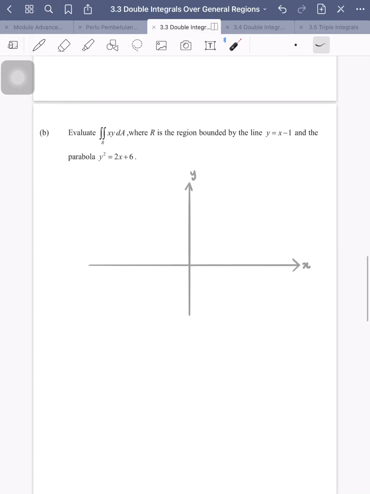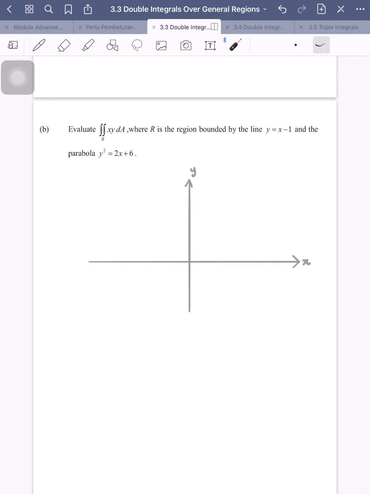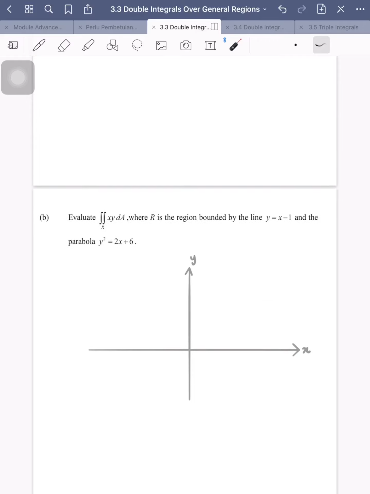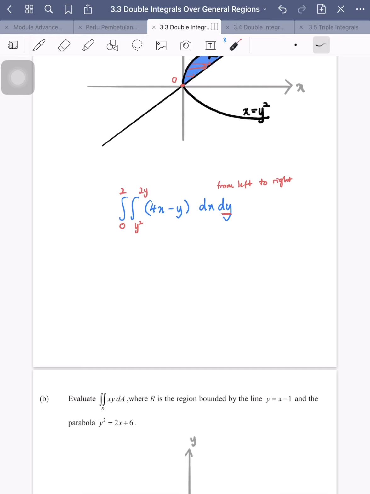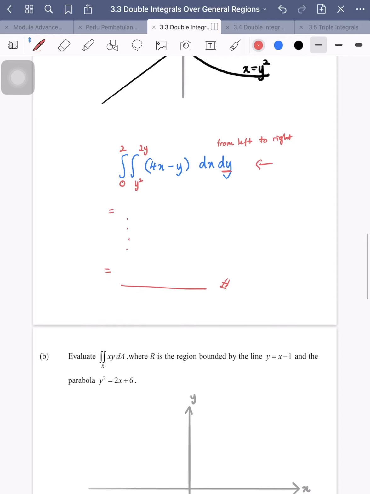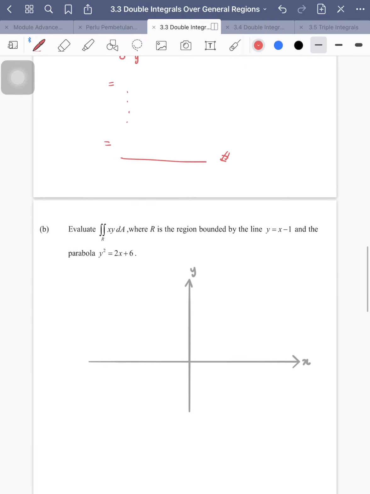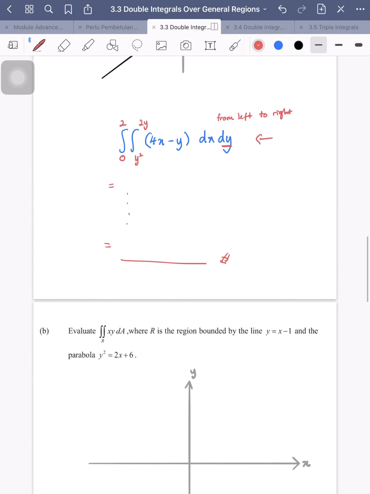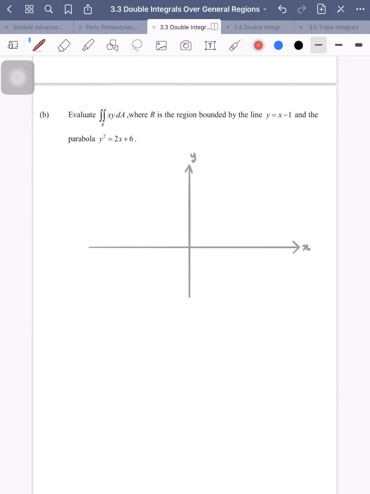Okay, next, continue. Let's try the next example. Evaluate the double integral of xy dA where R is the region. If they ask you to evaluate, again, please solve until you get the final answer. Here, I only teach you how to find the limits in this video. So how to solve it, please refer to the first part of the topic video.